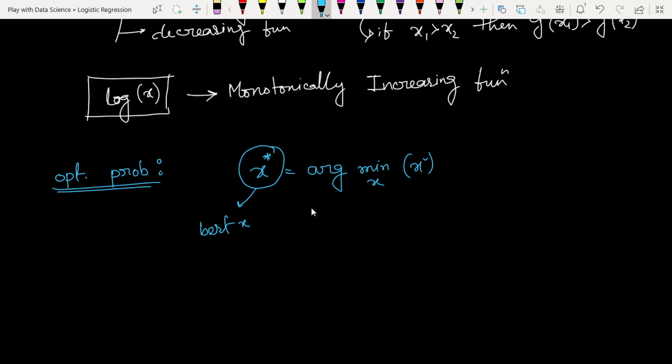Okay, so let's name our function f of x, which is x square. Similarly, if f of x is equal to x square, this function we can write as f of x.